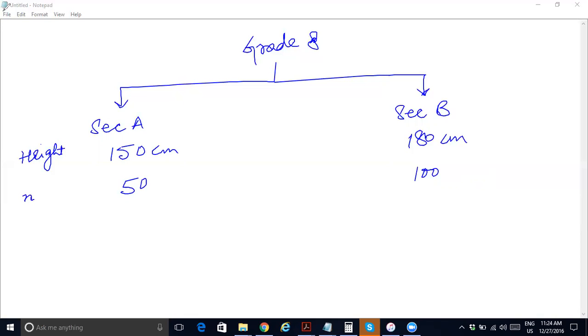I guess it lies between 150 and 180. That is a very good observation. That is true. So overall average can never be less than the lowest observation and can never be greater than the greatest observation. It should lie between the two numbers.